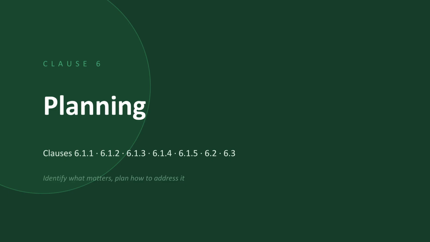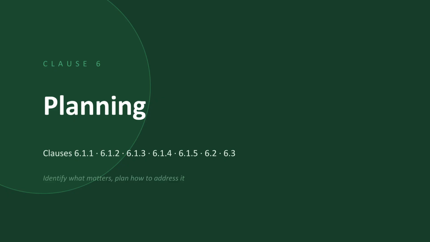Clause 6 is planning. This is where the EMS gets specific. What are your actual environmental issues? What laws do you have to follow? What could go wrong? And what are you going to achieve? There are 6 subclauses across clause 6, and they build on each other logically. First you understand your aspects and impacts, 6.1.2, then your legal obligations, 6.1.3, then your risks and opportunities, 6.1.4 and 6.1.5, and finally you set measurable objectives, 6.2.